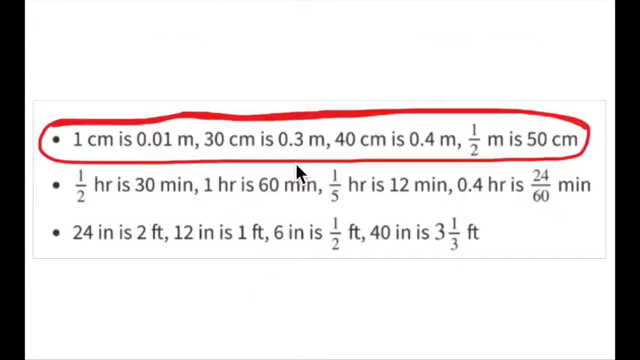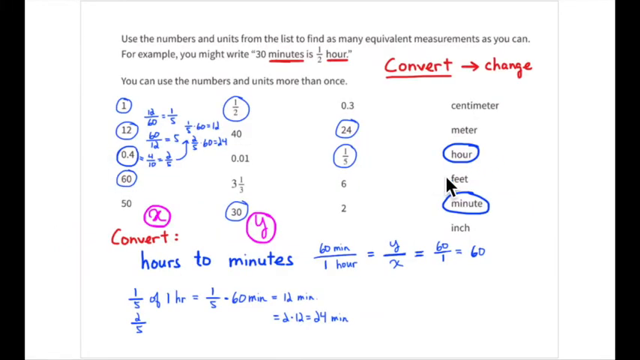And here are the answers that they come up with. 1 centimeter, 1/100th of a meter. 30 centimeters, 3/10 of a meter. 40 centimeters, 4/10 of a meter. And 1/2 of a meter is 50 centimeters, or 50 centimeters to 5/10 of a meter, if you want to change that to 5/10. All right.